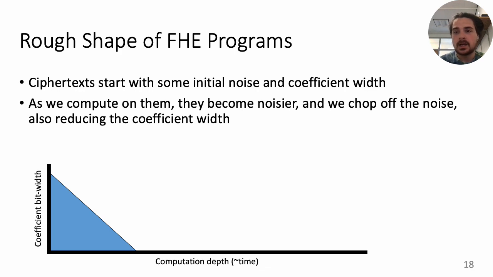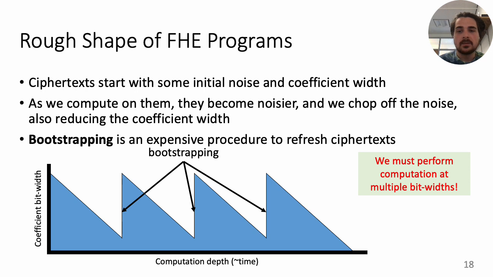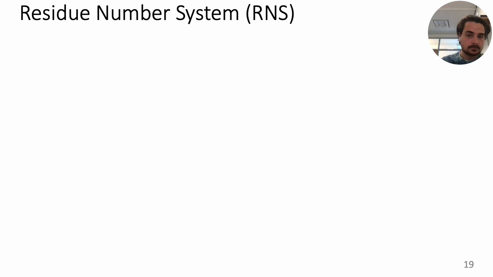When we no longer have any bit width to proceed, it seems like we're stuck. We can't perform any more computation without making our values undecryptable. Fortunately, FHE has a trick up its sleeve. We can apply an expensive procedure called bootstrapping, which allows us to refresh our ciphertext back to its original bit width. An important implication of all this is that it is necessary for us to be able to compute on polynomials that have varying coefficient bit widths.